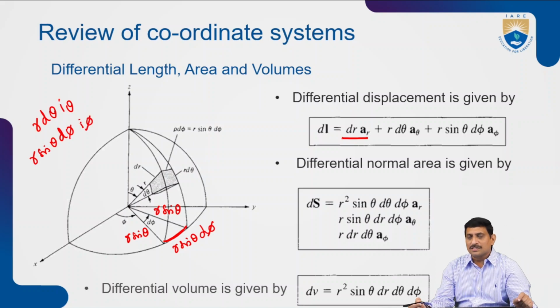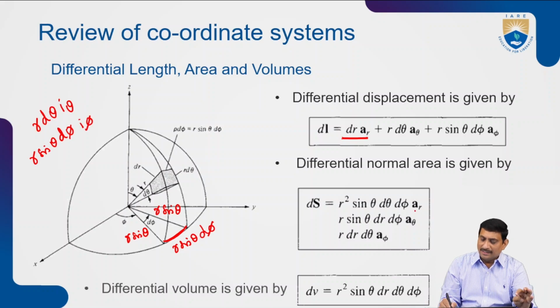Therefore, the normal areas become as follows. In the r direction, theta is varied and phi is varied. Theta varies as r d theta, and phi varies in the phi direction as r sin theta d phi. Therefore, in the a_r direction, the normal area is given by r square sin theta d theta d phi.